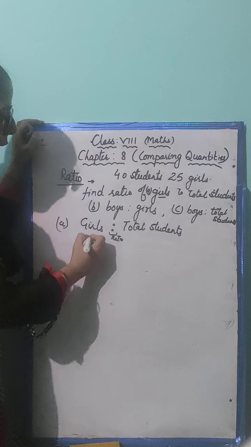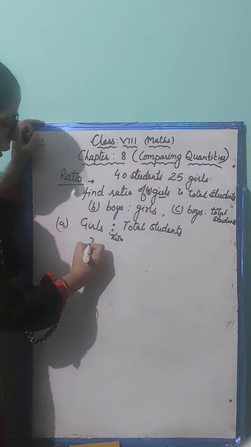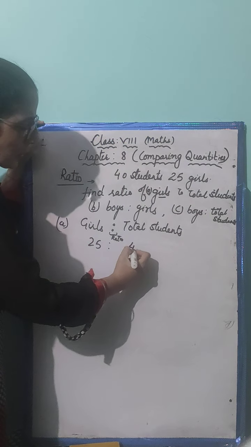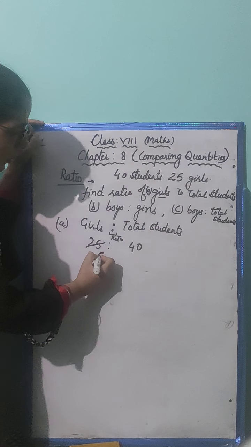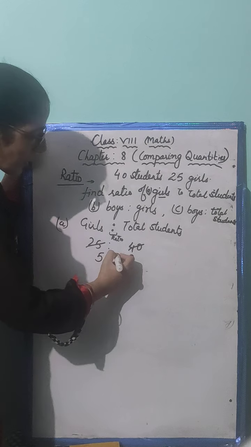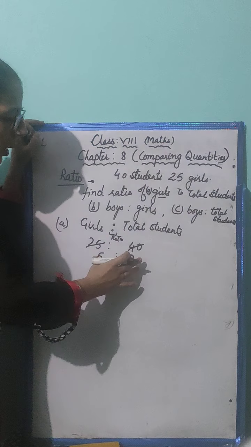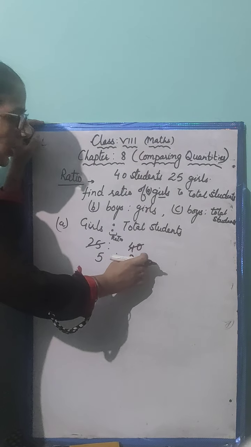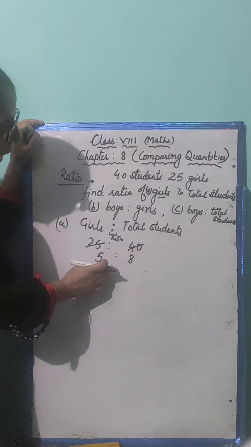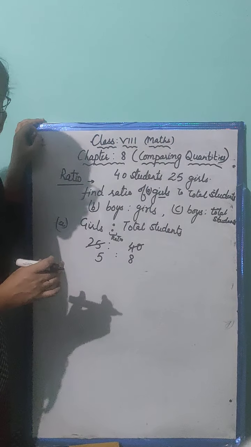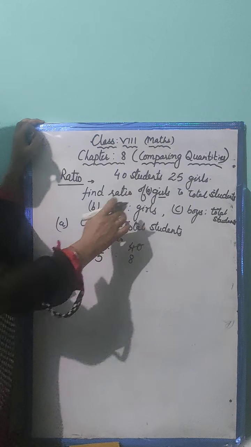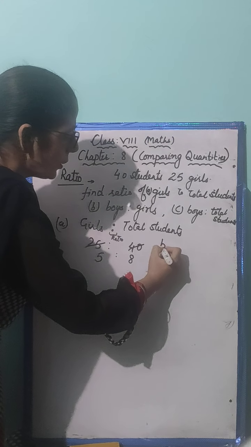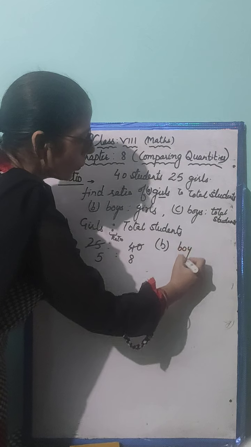So first we write the number of girls, that is 25, ratio total students. How many are the total students? 40. So 5 5s are 25, 5 8s are 40. It means the ratio of girls to total students is 5 ratio 8. If there are total 8 students, then out of these 8 students, 5 are girls. Have you understood?